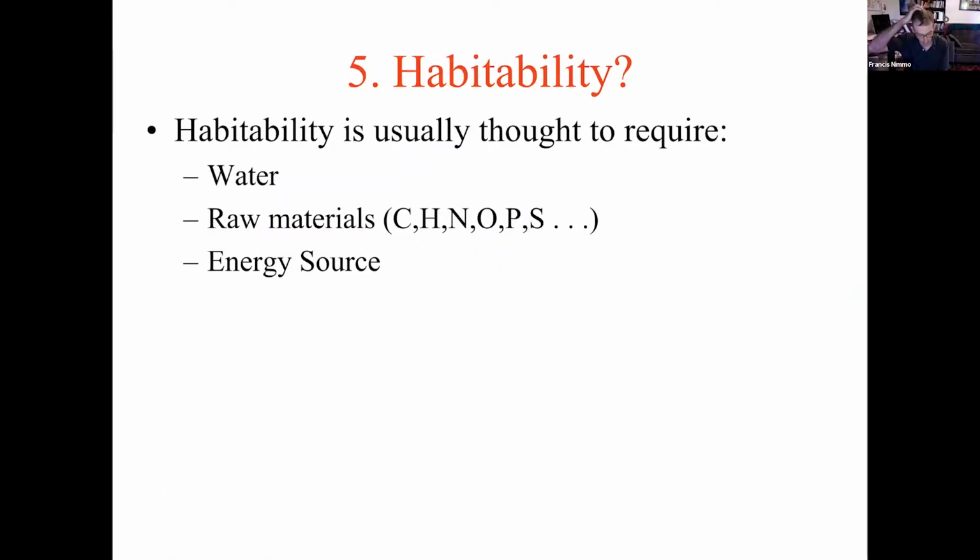Okay, that was 4 crazy ideas. I'll talk very briefly about habitability, and then I'm going to finish. So for habitability, we need water. We've talked a lot about oceans. You need raw materials, and then you need an energy source.